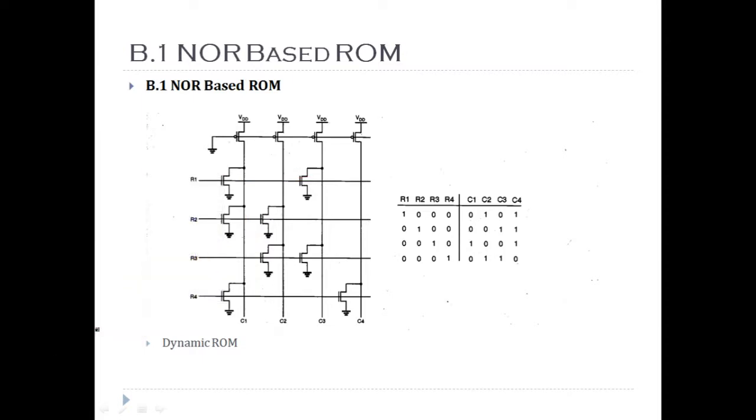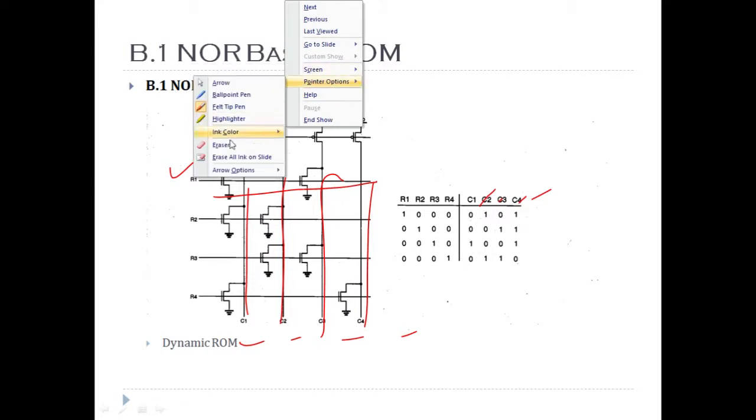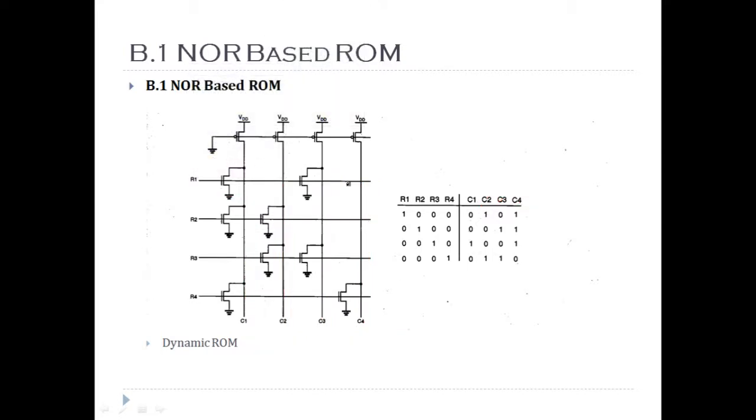So see at this R1, if I want to read R1, when R1 is activated, I should be able to read the entire data stored at R1 from C1, C2, C3, C4. That means when R1 is activated, I should get 0, 1, 0, 1. Okay. And because all the MOSFETs in the same column are connected in parallel, like the NOR combination, that's what's called a NOR based ROM.